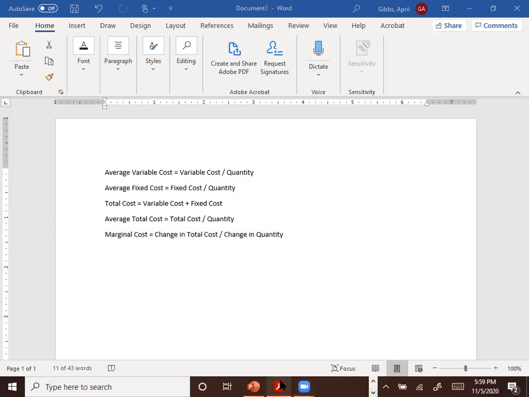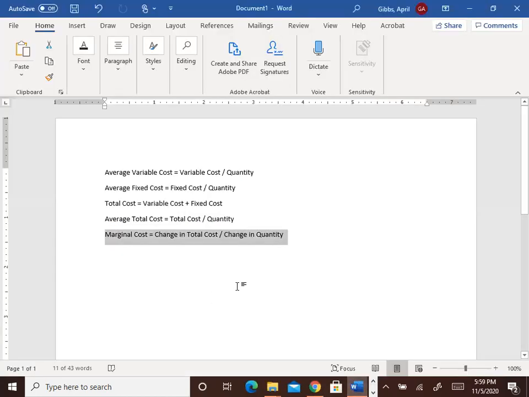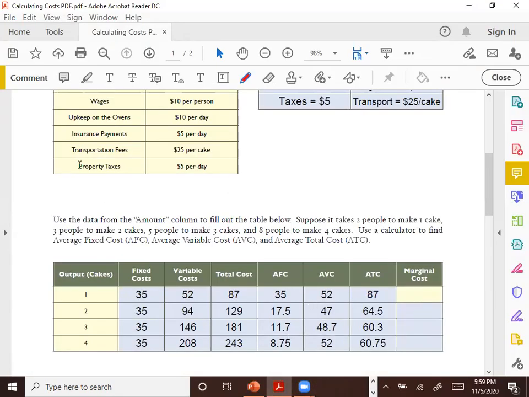All right, let's look at it. So change in total cost. Well, first let's look at the change in quantity. So all you're doing for this is seeing how these numbers change as you go down. So 4 minus 3 is 1, 3 minus 2 is 1, and 2 minus 1 is 1. So your change is 1. Your change from making 3 cakes to 4 cakes was 1. Your change from making 2 cakes to 3 cakes was 1. Your change from making 1 cake to 2 cakes was 1. So that's all that means, is the change in.